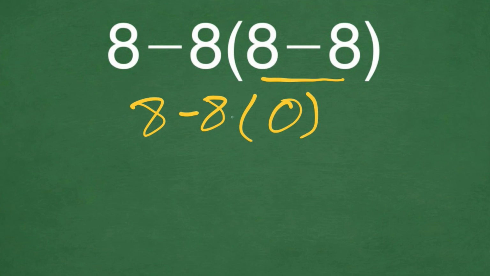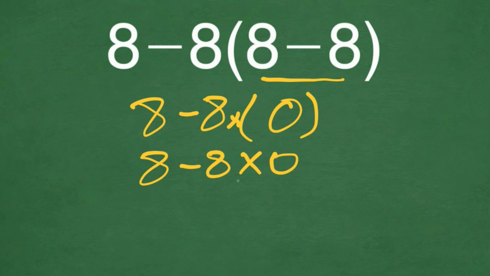So we know that if a number is placed next to a parenthesis, that means a multiplication. So the problem becomes 8 minus 8 times 0. And this is basically what it means. So here is where most people get it wrong.